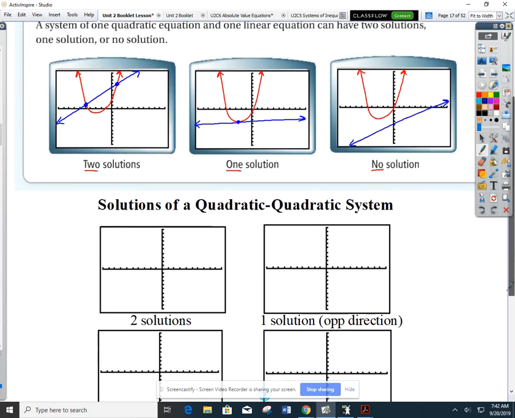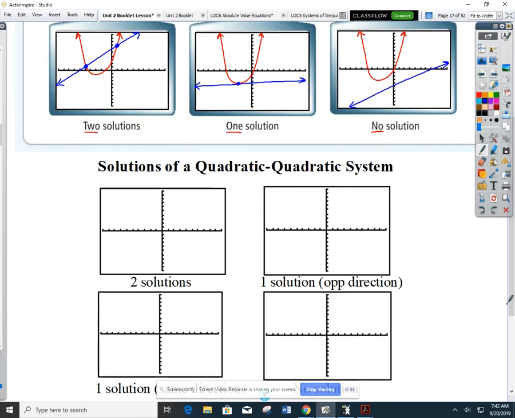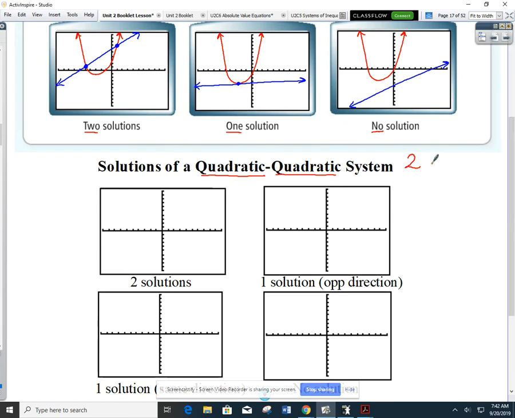Okay, in the next section, we're going to look at a quadratic system. What that means is you're going to have two parabolas. And they have to meet the requirements beneath the graph. So here you want to draw two parabolas that have two solutions. So they're going to touch twice. In this one, you want to draw two parabolas that face in the opposite direction.